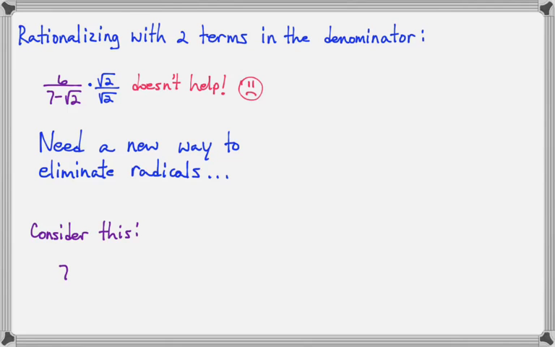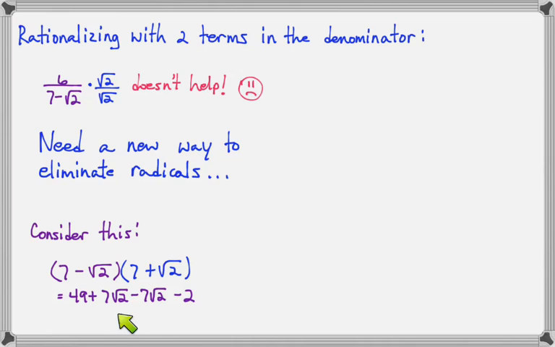So think about this. Now look at the denominator I had, 7 minus square root of 2, and let's multiply it by what's called the conjugate. This is a conjugate when you have the same two terms but different signs in between. Now if you use the FOIL process on these, 7 times 7 is 49. Outer times outer is 7 square root of 2. Inner times inner is minus 7 square root of 2. And last times last is minus 2.